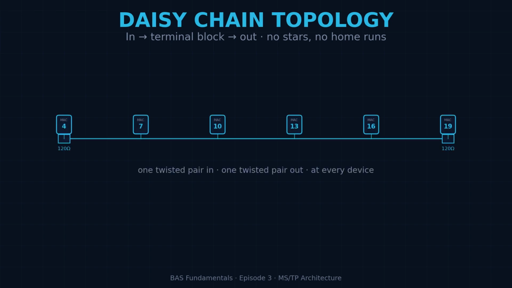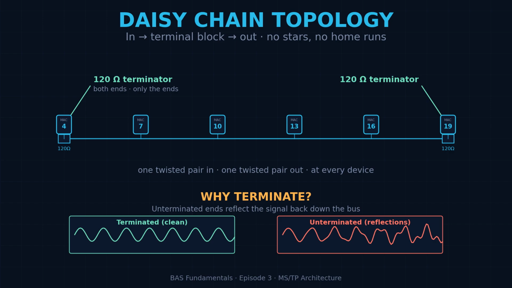The topology is strictly a daisy chain. The cable enters a controller, lands on its MSTP terminals, and another cable leaves to the next controller. No stars, no home runs. At each end of the daisy chain, and only at each end, you install a 120-ohm terminating resistor. Termination prevents signal reflections that would otherwise corrupt data.